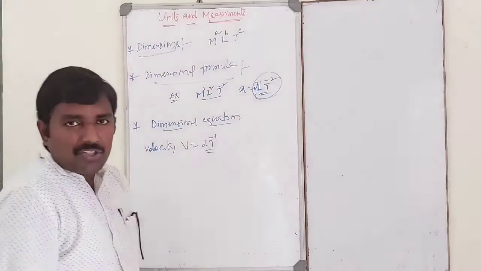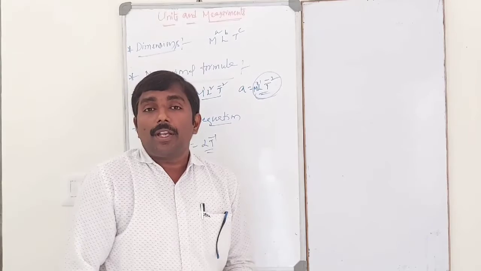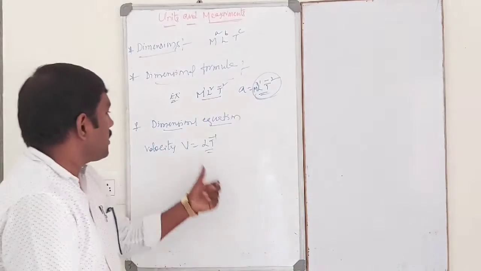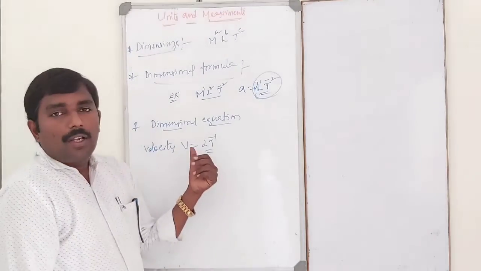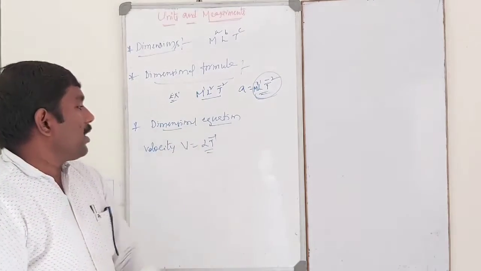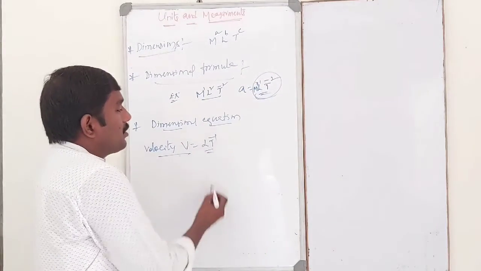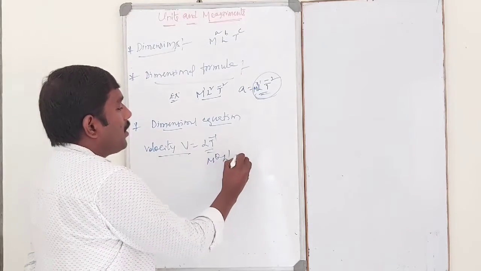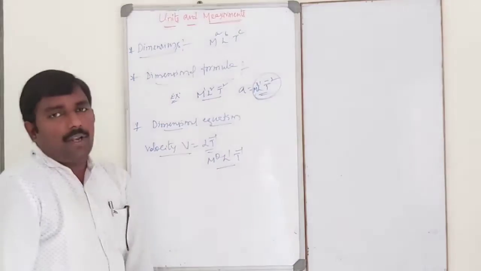Dimensional equation: an equation which shows the relation between a physical quantity and its dimensional formula is nothing but a dimensional equation. Velocity is the physical quantity, and the dimensional formula of velocity is M power 0, L power 1, T power minus 1. This is the dimensional equation for velocity.